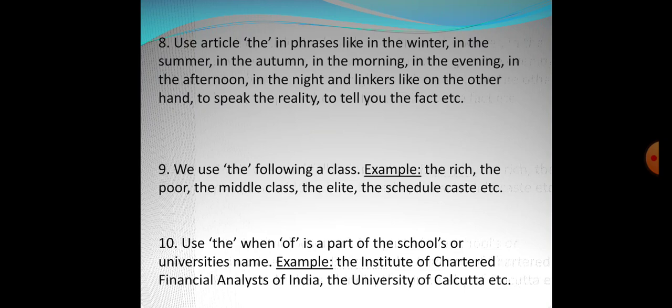Like when we are talking about the rich, the poor, the elite class, we always use the article the before them. We use the when of is a part of a school or university name. Wherever there is of written in the name of the school or university, we always add the. Like the Institute of Chartered Financial Analysts of India, the University of Calcutta.